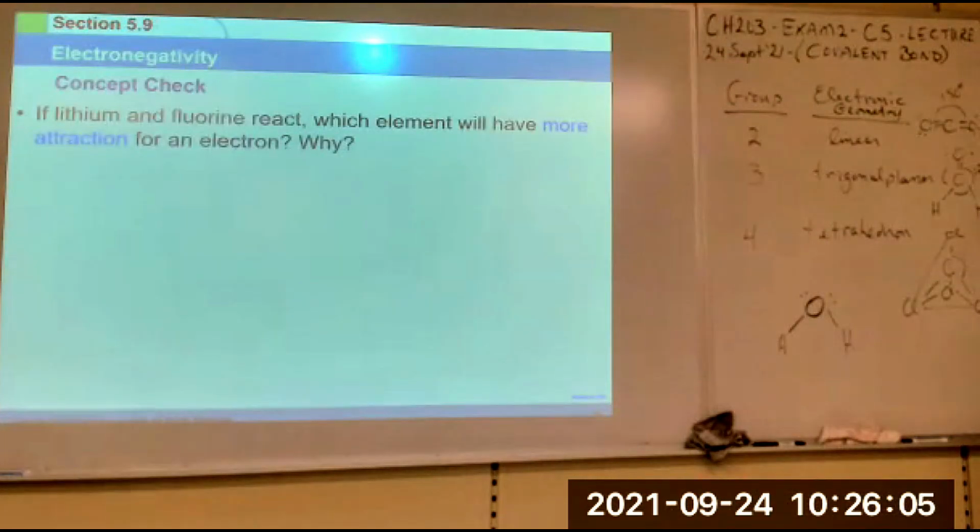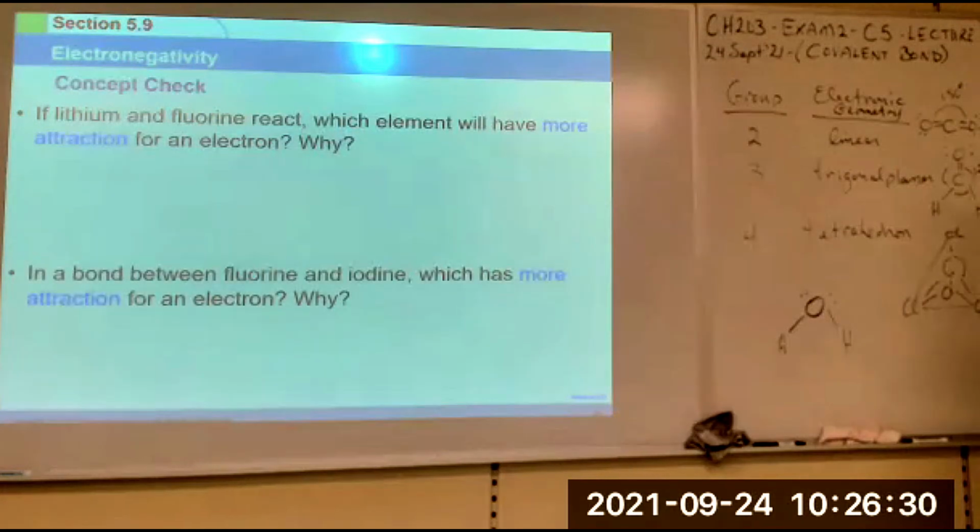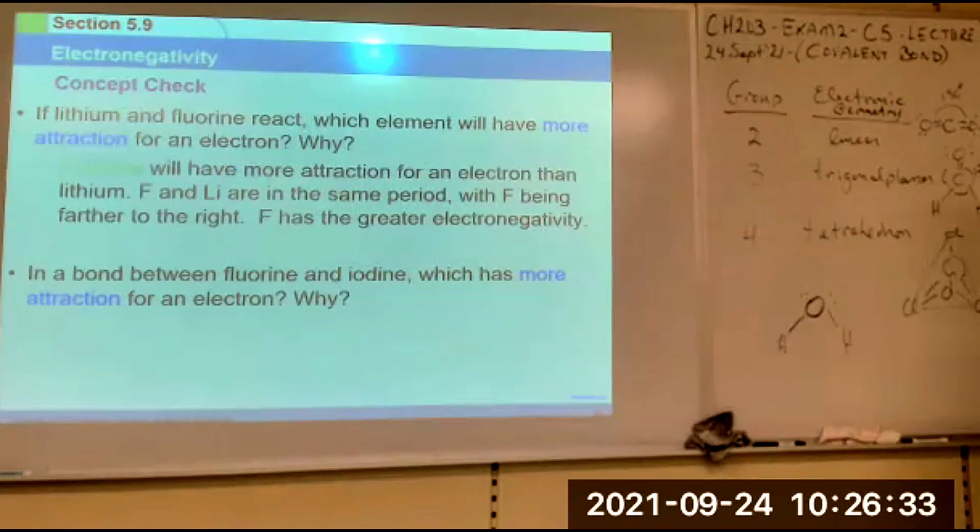If lithium and fluorine react, which element will have more attraction for an electron? Lithium and fluorine, that's a metal and a nonmetal. This is going to be an ionic bond, but you can still speak in terms of which one attracts electrons more. Since lithium is on the far left and fluorine's on the far right, fluorine is going to be a stronger attractor for electrons. How about fluorine and iodine? Fluorine's up here and iodine's there. Fluorine's going to be a stronger attractor.